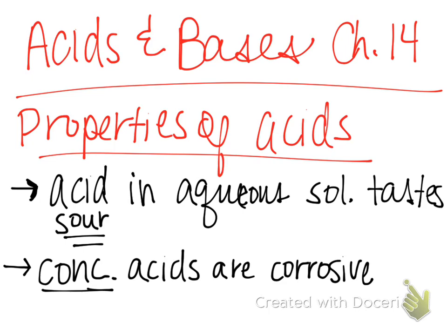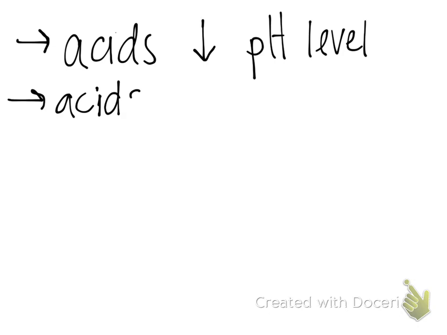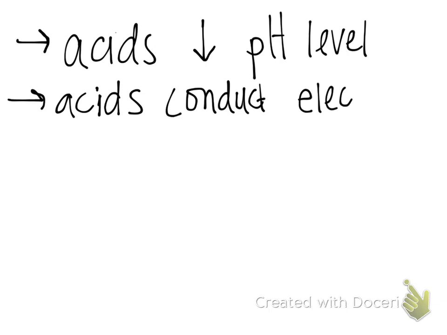Do acids have an effect on the pH level of a substance? Yes, they do. What do you think it does to the pH level? Acids lower the pH level. Another property of acids is that they conduct electric currents. Because you can put like 2 things in an orange.